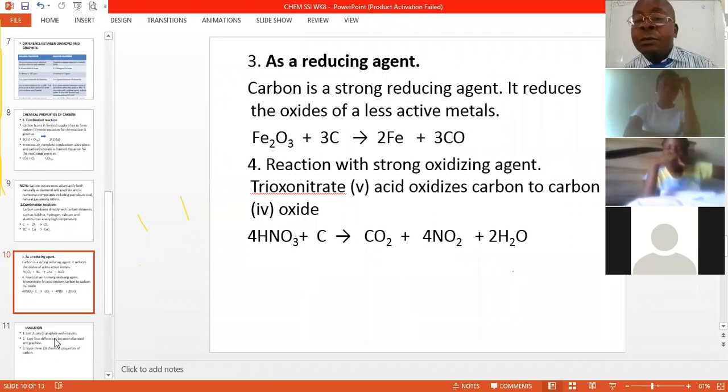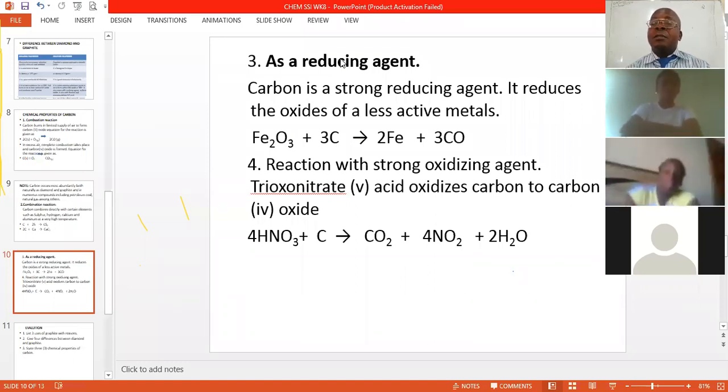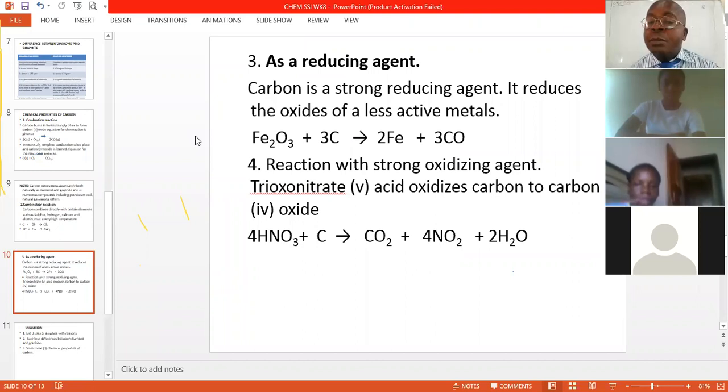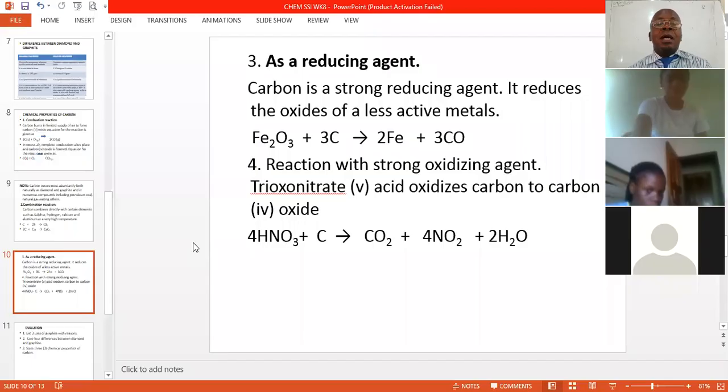Are you following? Any question? Do we need to go back to any? We have treated the structure and bonding of graphite. Also looked at the uses of graphite and the physical properties of graphite. We also looked at the reactions that carbon undergoes. Carbon burns in a limited supply of air to produce carbon 2 oxide, and in excess supply of air to produce carbon 4 oxide.